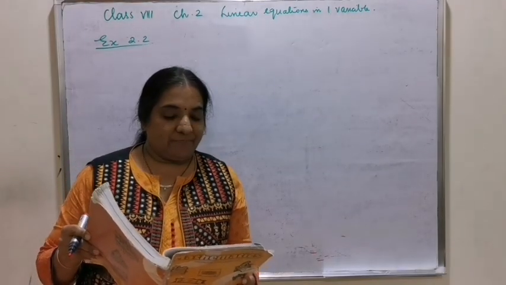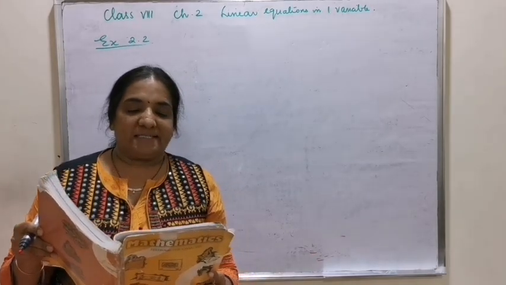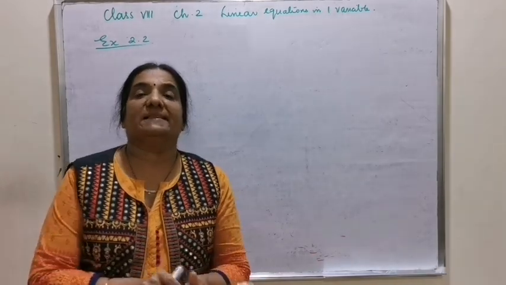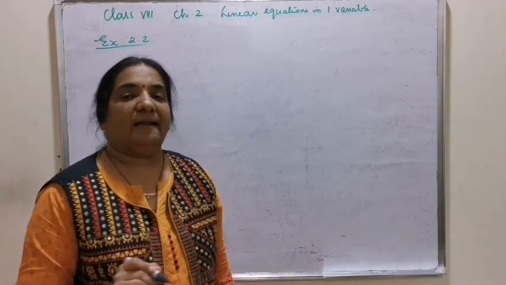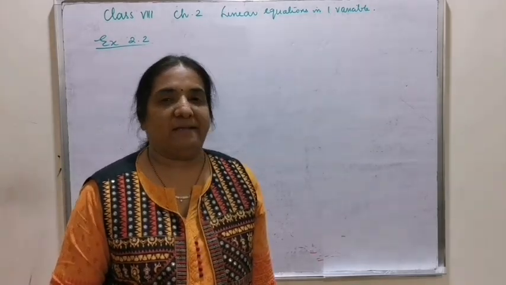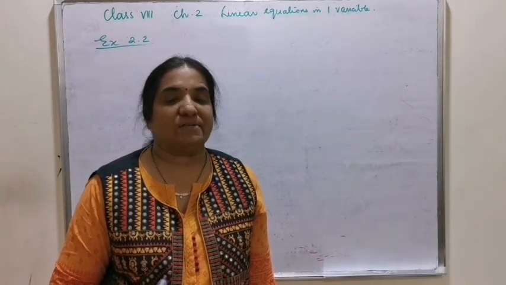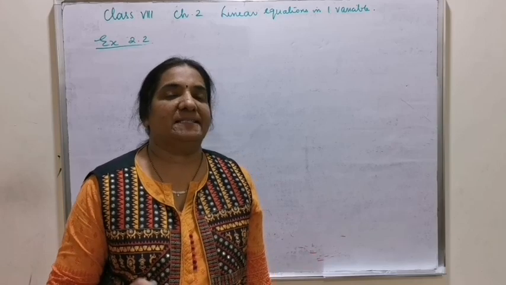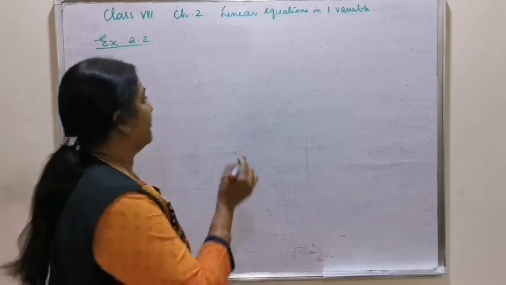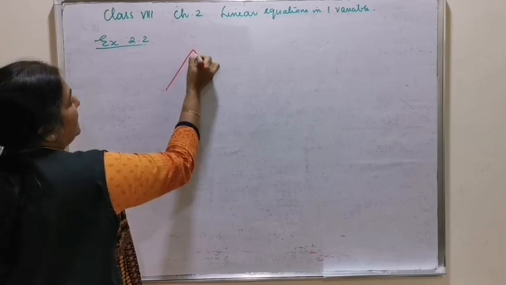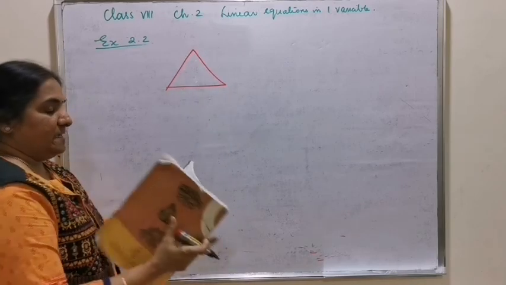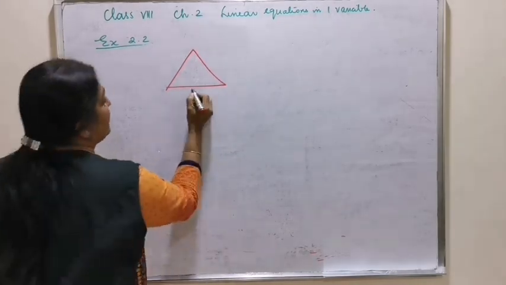Question number 3. The base of an isosceles triangle is 4 by 3 centimeter. Underline the word isosceles triangle. What is the peculiarity of an isosceles triangle? Two sides are equal. That is, the base of an isosceles triangle is 4 by 3 centimeter.